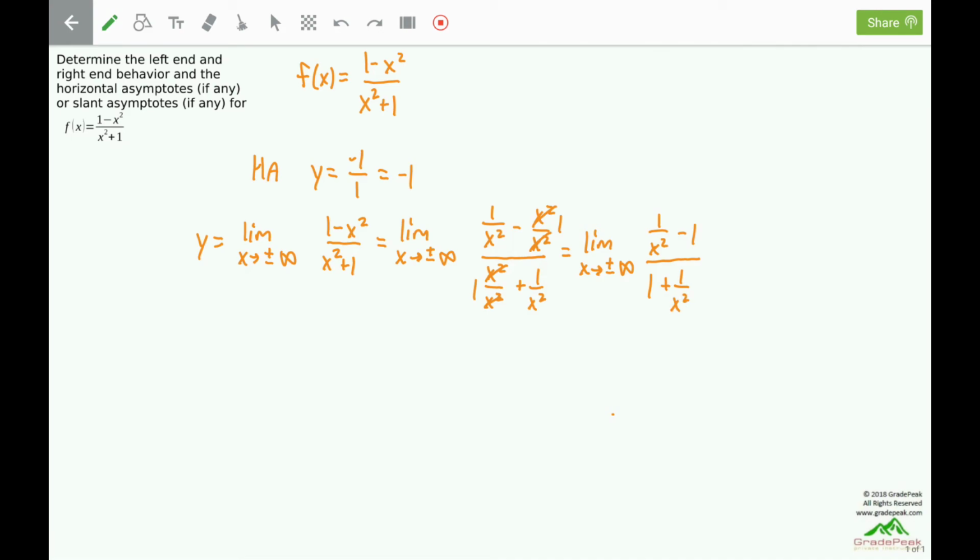Each term that is a constant divided by x to a positive power will go to 0 as x approaches positive infinity or negative infinity. This will result in a negative 1 over a positive 1. Negative 1 divided by positive 1 is negative 1. And f of x has a horizontal asymptote of y equals negative 1.